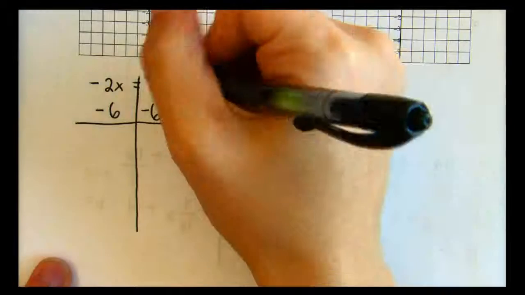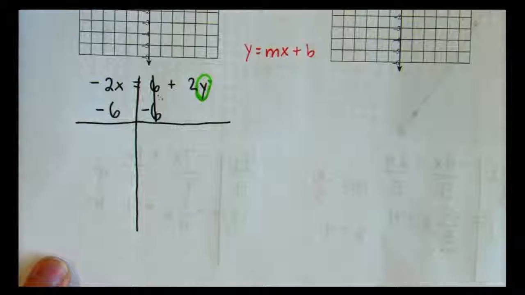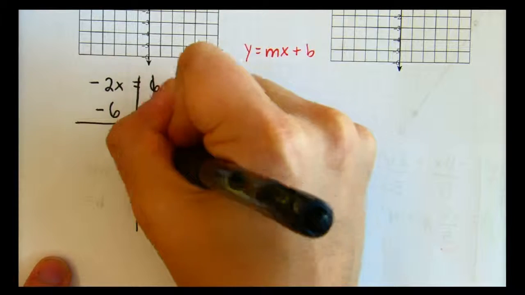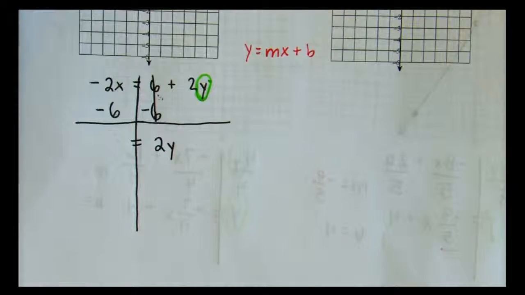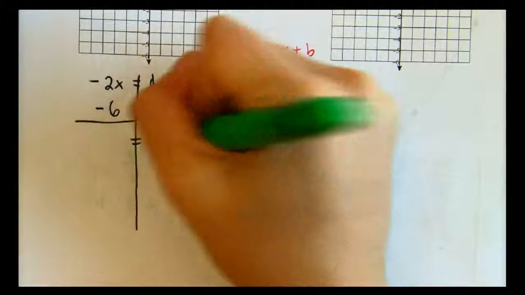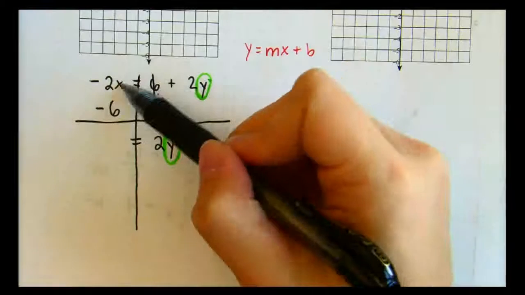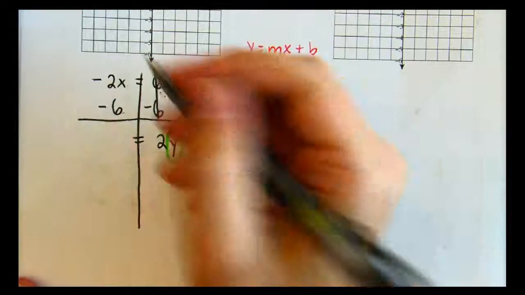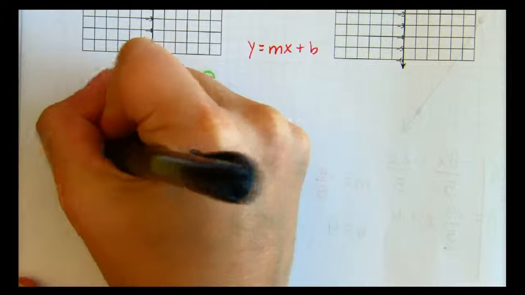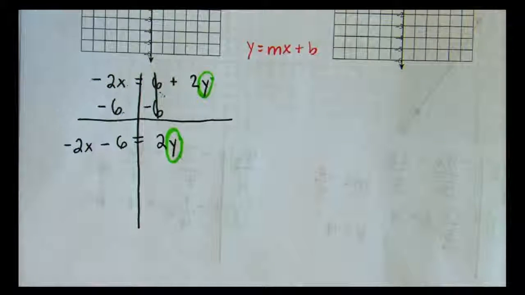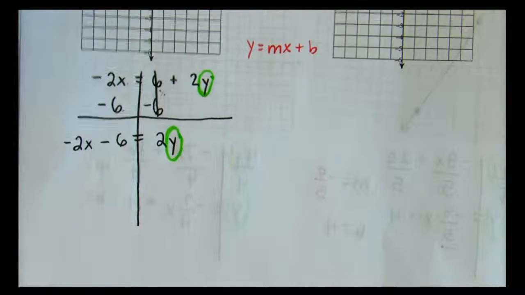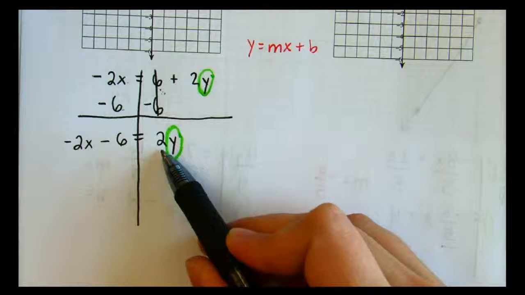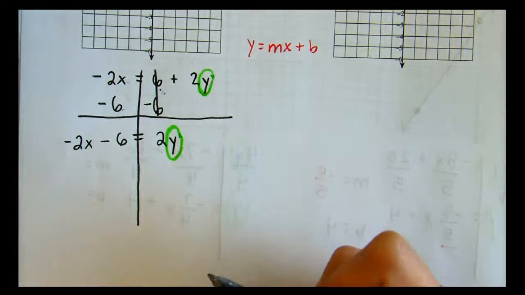Okay, when I do that, over on this side, my 6's cancel out, so that I'm left with this 2y. And I'm going to just circle my y so that I can see if it's by itself yet. On the other side, can these two terms combine? No. So I'm going to just copy them down exactly like they are. Negative 2x minus 6. Okay, now looking at my y, is my y by itself? Nope, I've got that 2 still in front. How do I get rid of the 2?